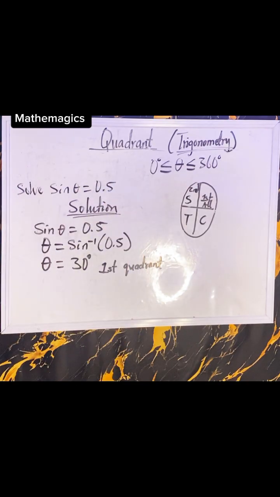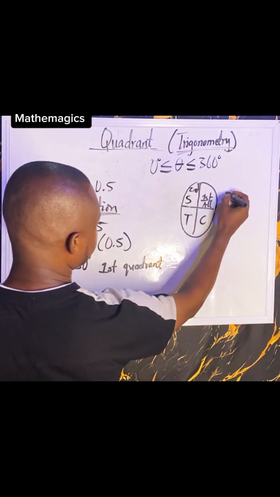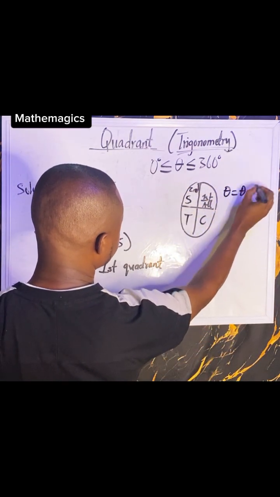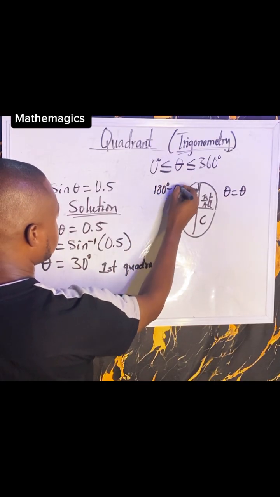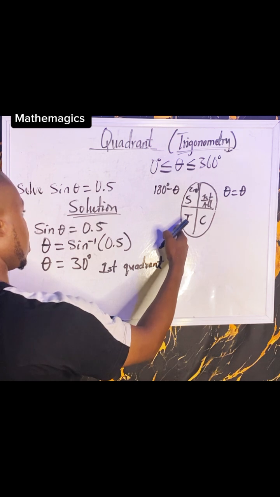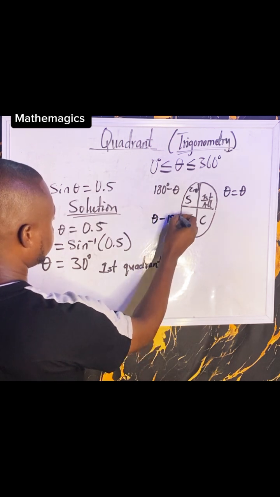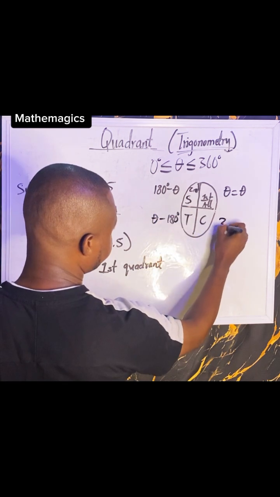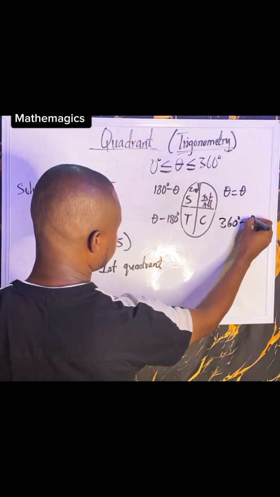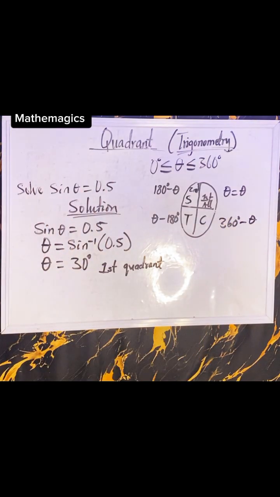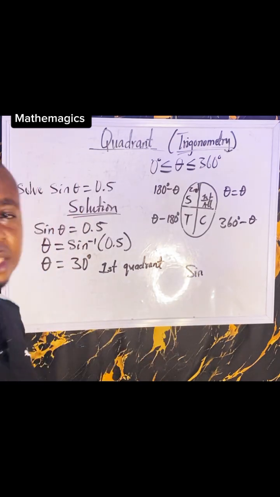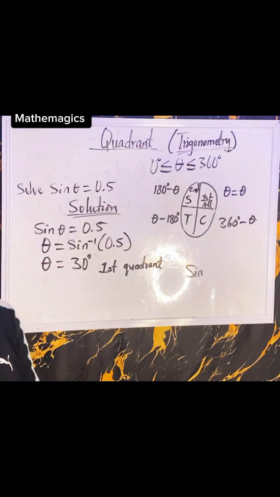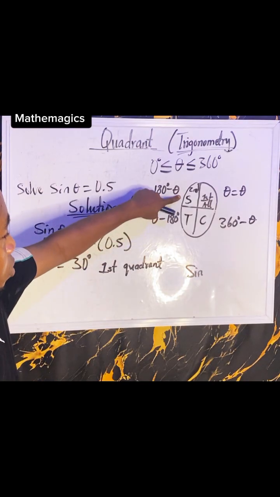Then how do we get the second quadrant? Don't forget this expression. The first quadrant is theta will be equal to theta. Then the second quadrant will be 180 degrees minus theta. Then the third quadrant is theta minus 180 degrees, and the fourth one is 360 degrees minus theta. So you work with this, then ask yourself, where does this sign become positive aside the first quadrant? Of course, it is in the second quadrant.